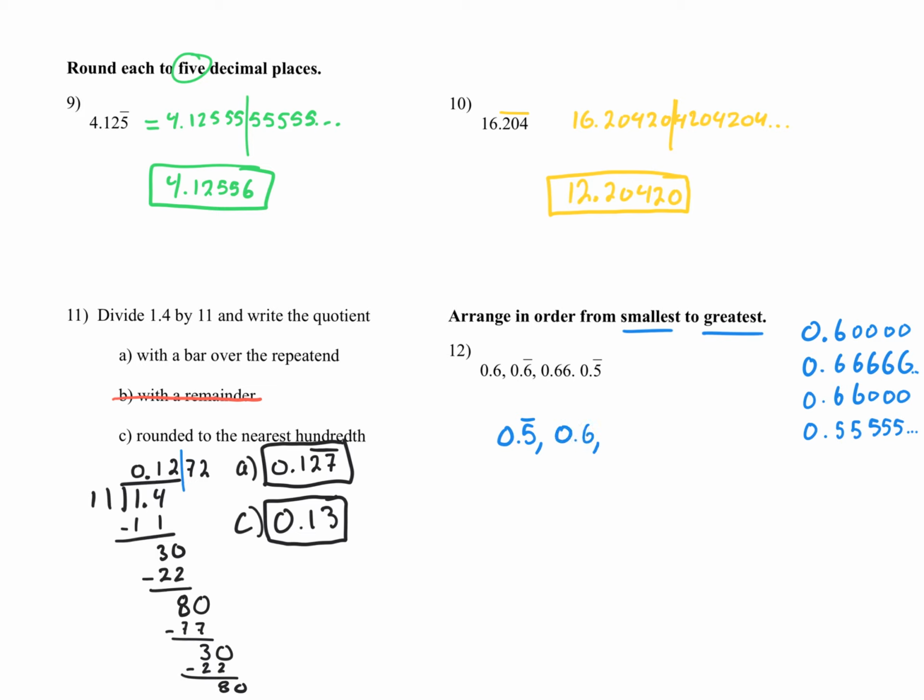0.6. And keep going. So these two, now we can cross this one off because this is the smallest, the second smallest. So these are the same, these are the same, these are the same. Now we go here. Which one is larger? This one is larger, which means this one is smaller. So it'd be 0.66 and then 0.6 repeating.